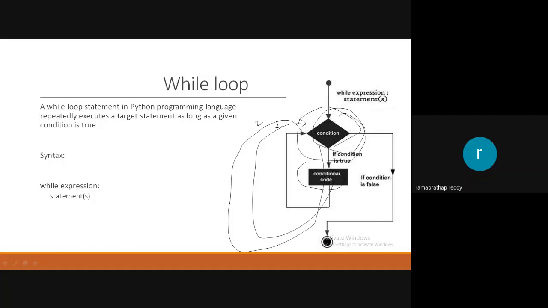If the condition is true the third time, again the loop is executed and comes to the checking state for the third time. So every iteration, it repeatedly executes these code statements when the condition is true. Whenever the condition becomes false, it comes outside of the loop and executes the outside statements. So it is also similar to C programming.